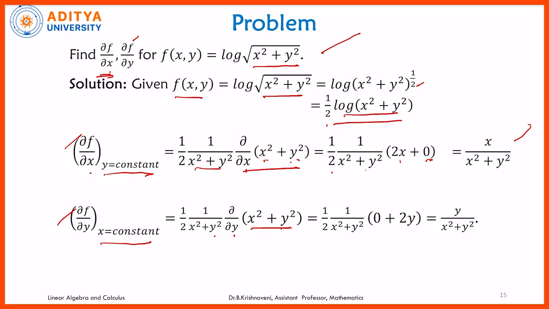Which equals 1 by 2 into 1 by x square plus y square. Now, the derivative with respect to y: x square means constant, so its derivative is 0, and y square has derivative 2y. Again 2 cancels, and we get y by x square plus y square. So, therefore, dou f by dou y is equal to y by x square plus y square. That is, we calculated the first order partial derivatives for the given function f of x comma y.